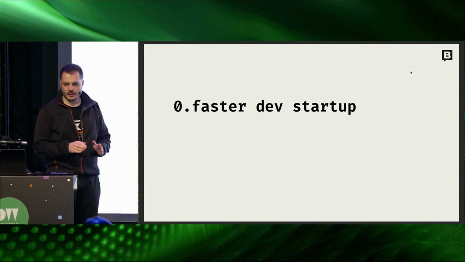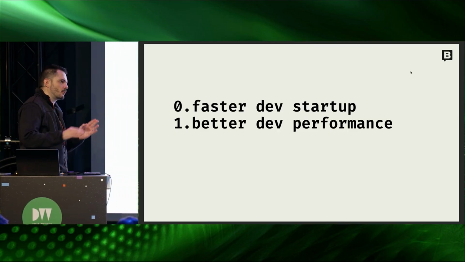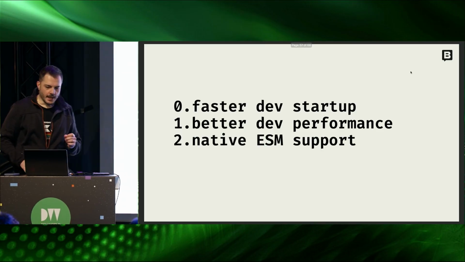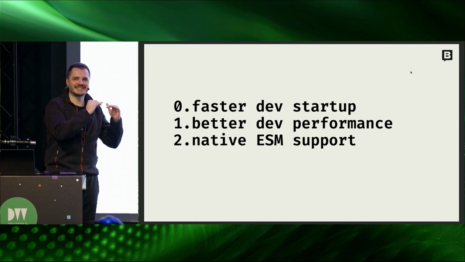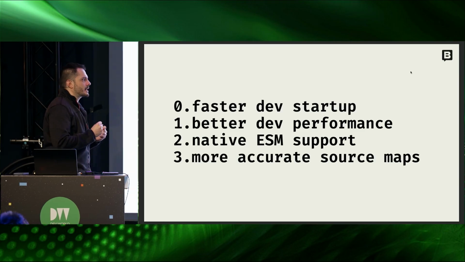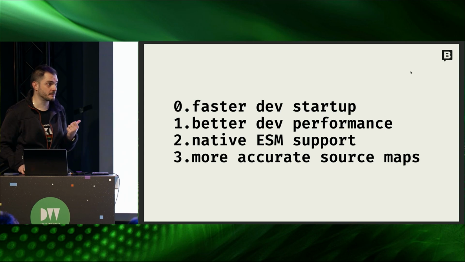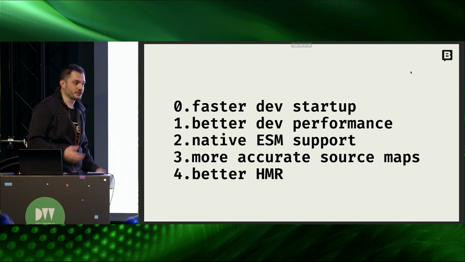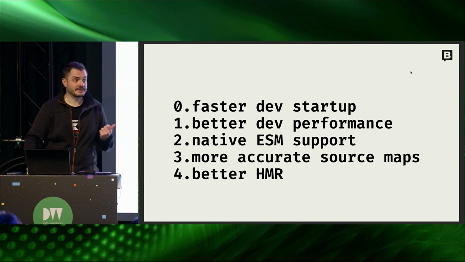So with Vite, we have a faster dev startup and a better dev performance. Vite was made with the developer experience in mind, right? And native ES module support. So in development mode, you will see ES modules. This is all built around ES modules. And since we are using modules and a development server, we have more accurate source maps. So for the developer experience, Vite is really better. Also, hot module replacement, since we are using transformations on the fly, it's better.